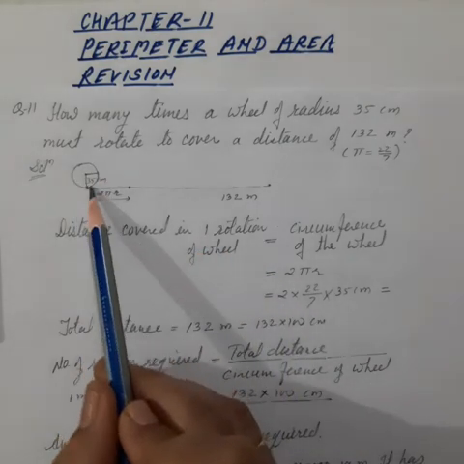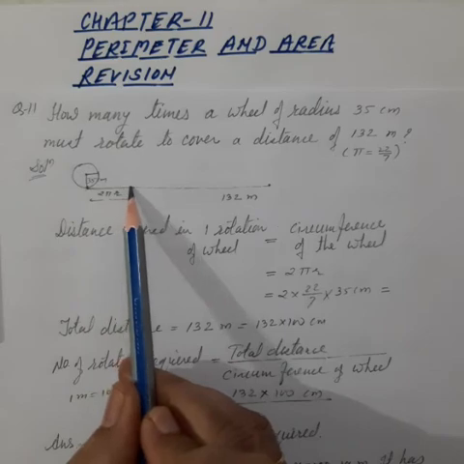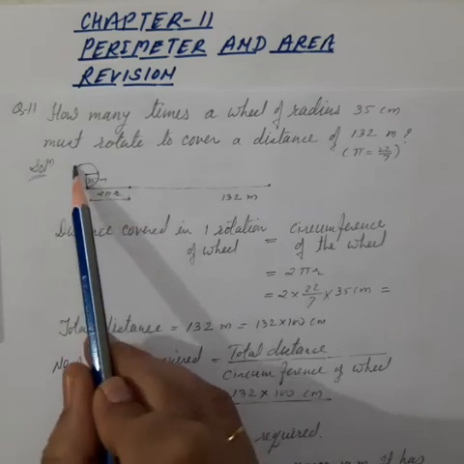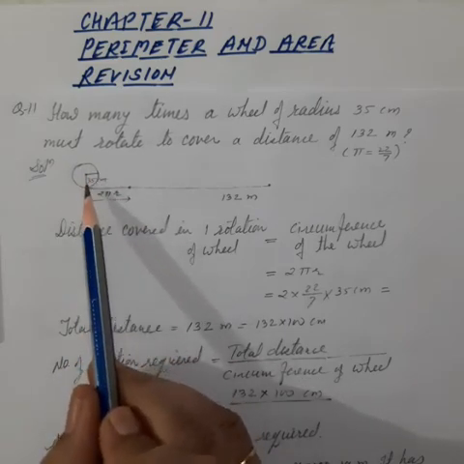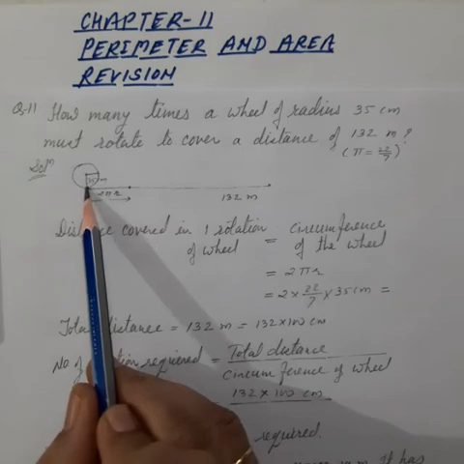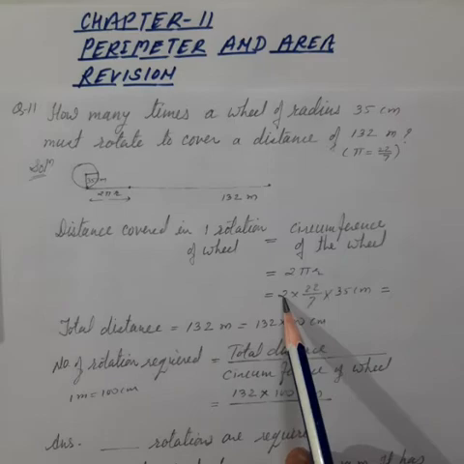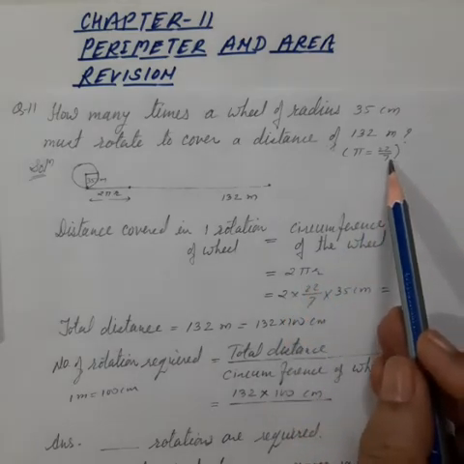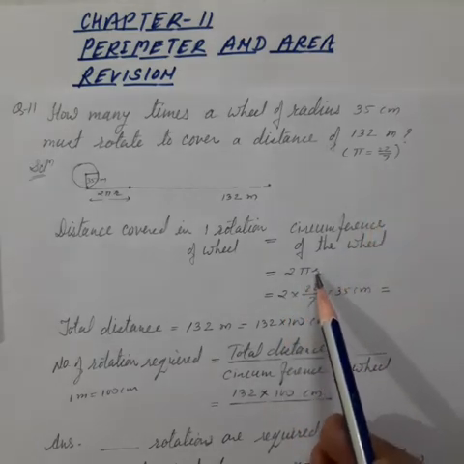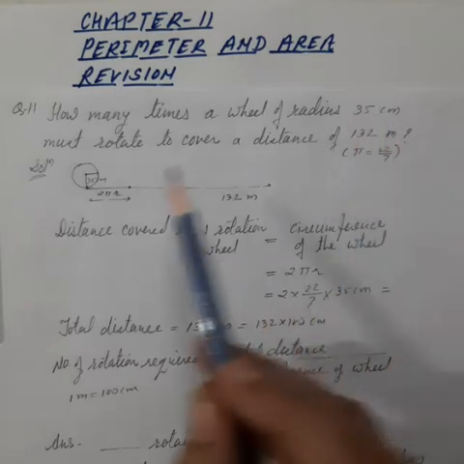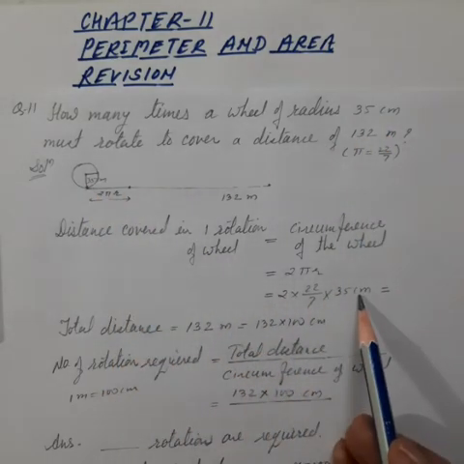In one rotation, the wheel will cover the distance equal to the circumference of the wheel. The wheel is in circular shape. So, the circumference of the wheel is 2 pi r. 2 times. Value of pi is given 22 by 7. And r is the radius. Radius of the wheel is 35 centimeter.